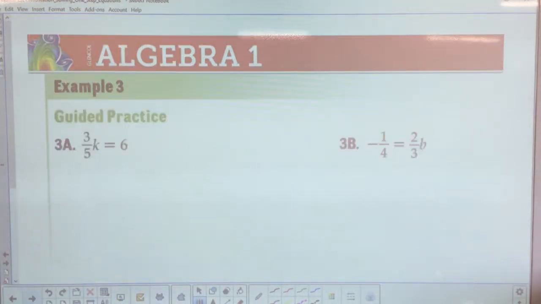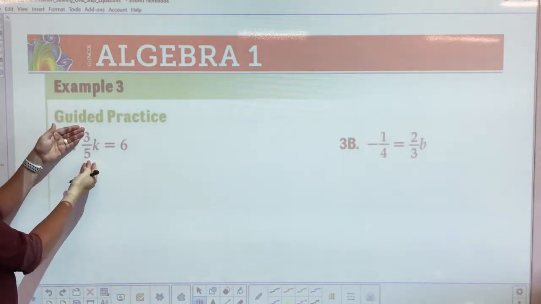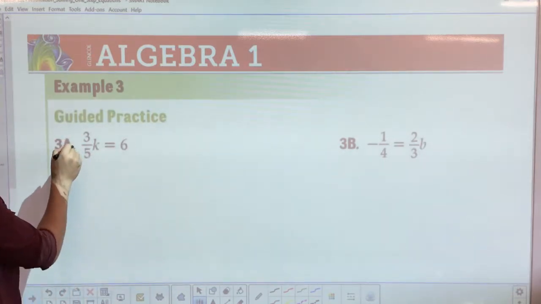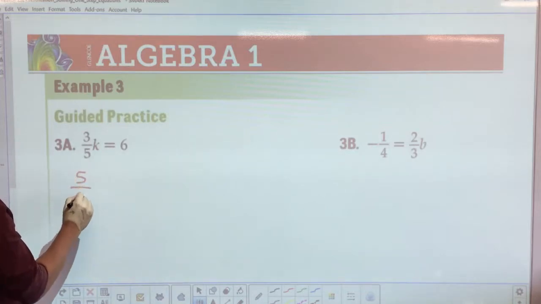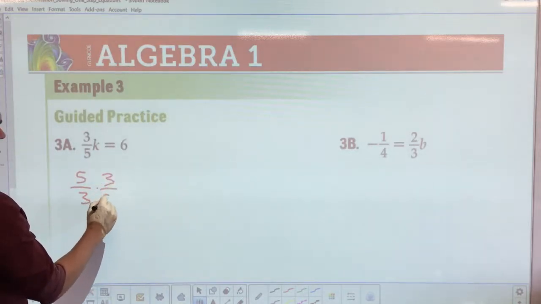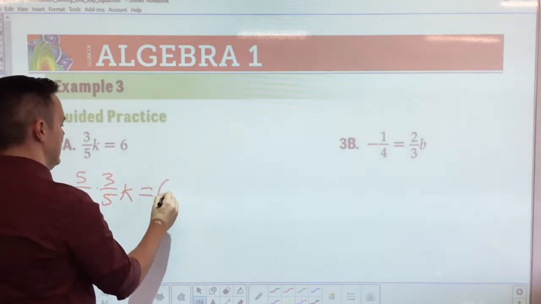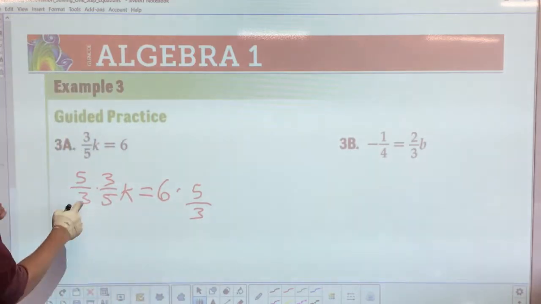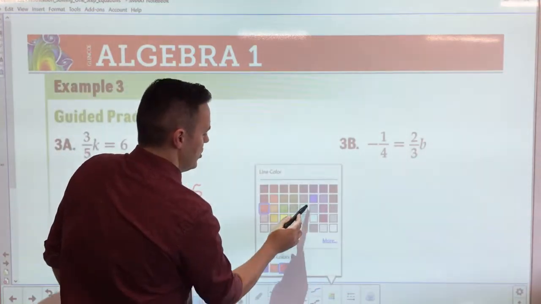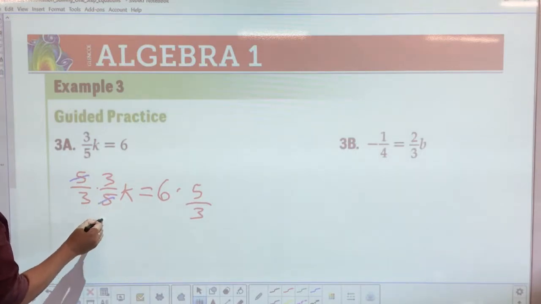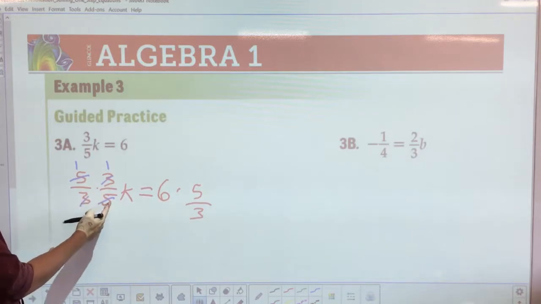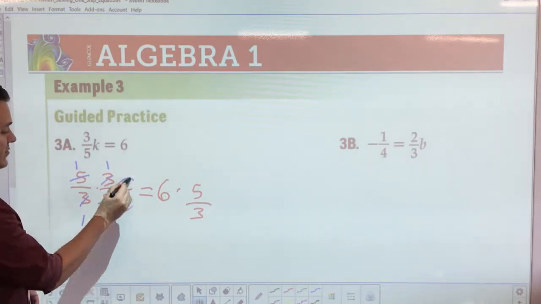All right, ladies and gentlemen, your turn. First thing I want to make sure you do, as we talked about, is get rid of this fraction. Let's do it in one simple step. Multiply it by its reciprocal. Equals 6 times 5 over 3. So when you multiply this out, ladies and gentlemen, what do you get? These cross out and they become 1s. These can be divided out and they become 1, or you can go 15 over 15. It's still going to be 1, and all you're left with is k.